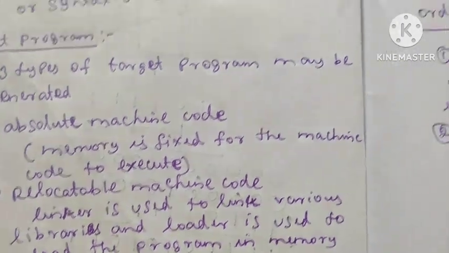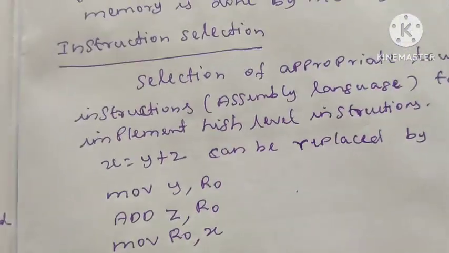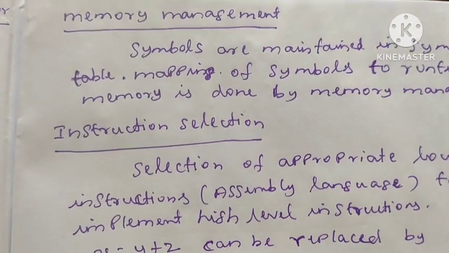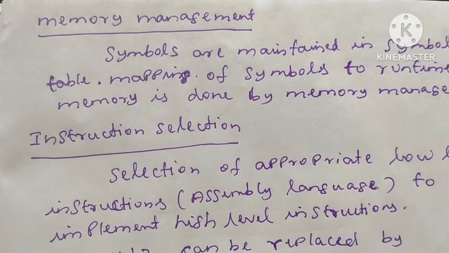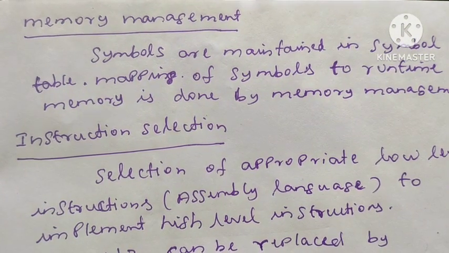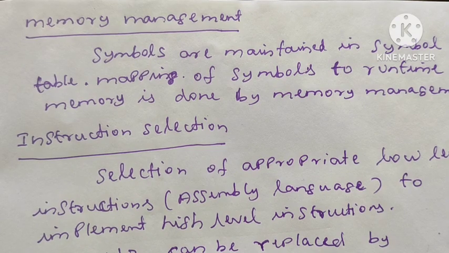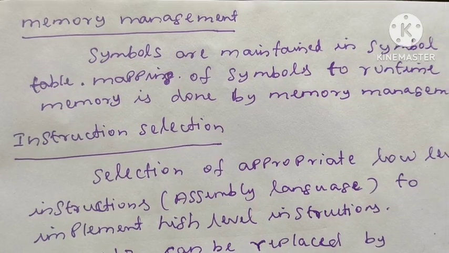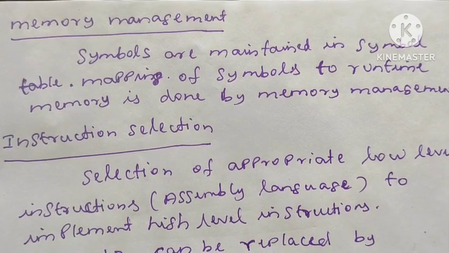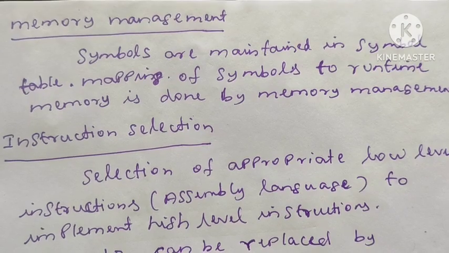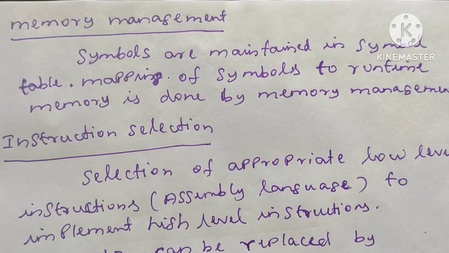Now moving to the fourth major issue. The fourth major issue is called memory management. What is this memory management? Why do we want to learn this? For instance, when we run our program, we will be using so many variables or identifiers in our program, isn't it? All these identifiers are stored in a symbol table. So using the symbol table data structure, we keep track of the status of those identifiers or variables throughout our program.